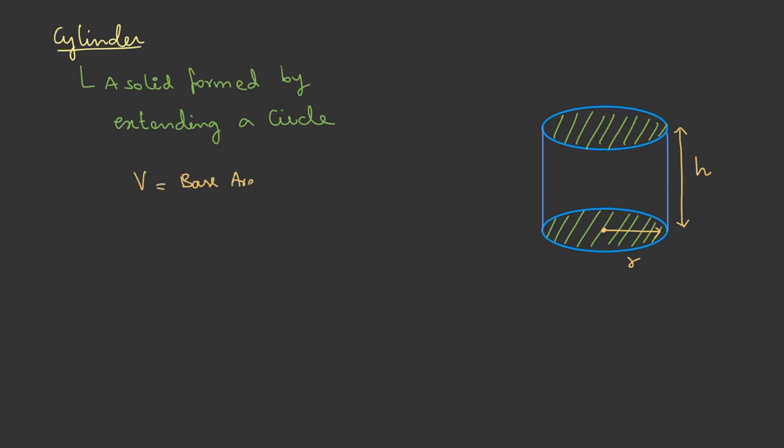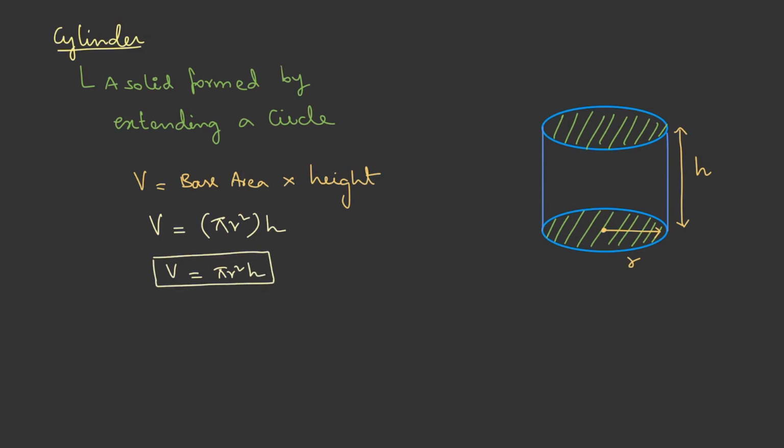Volume is base area into height. The base area is a circle, therefore pi r square, and the height is h. So the volume is pi r square h for a cylinder. Now coming to the surface area, we can take it as two circles plus this round wrap. So the area of 2 circles is 2 times pi r square.